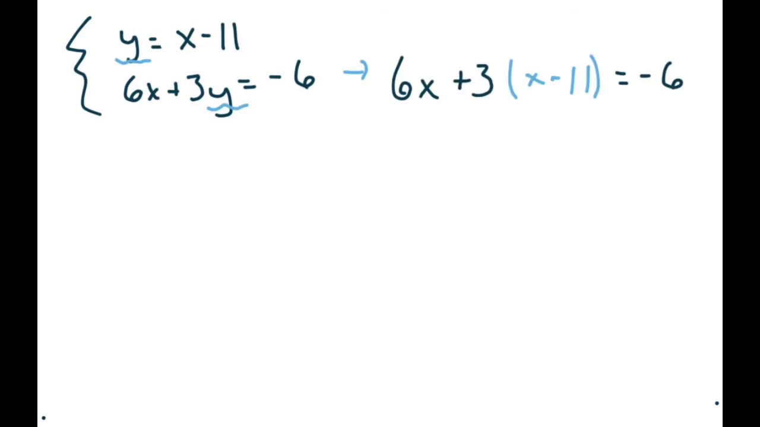Okay, so here you see I have substituted in. Every time I saw y, I substituted in x minus 11 this time because y was by itself. So I had 6x plus 3 times the quantity of x minus 11 equals -6. Now try and finish this one if that helped you out.